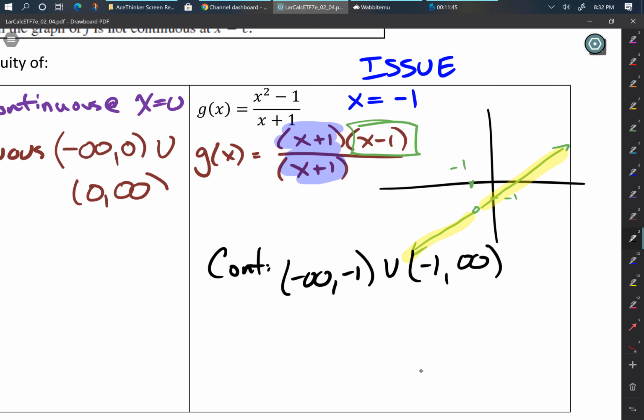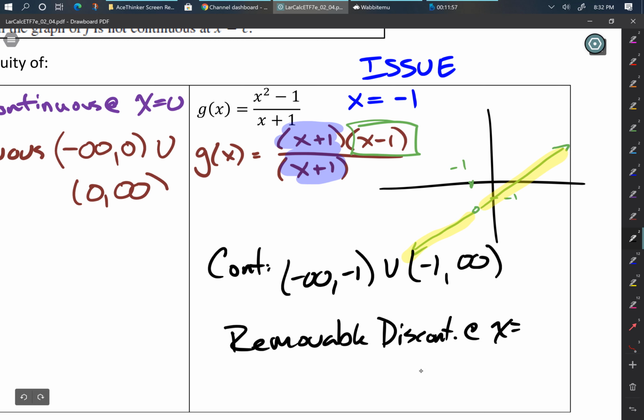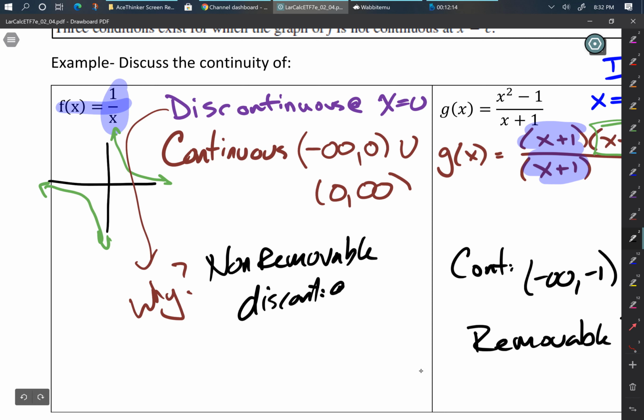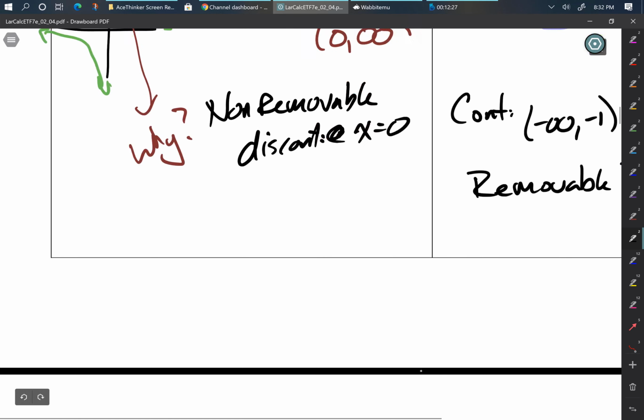And what kind of discontinuity is that? Well, we have a removable discontinuity at -1. What kind of discontinuity is this? Well, it is a non-removable discontinuity at x equals 0. To fix this, we'd have to bend the graph to get those two ends to come together. It's not just a hole to fill in. That's not going to work.